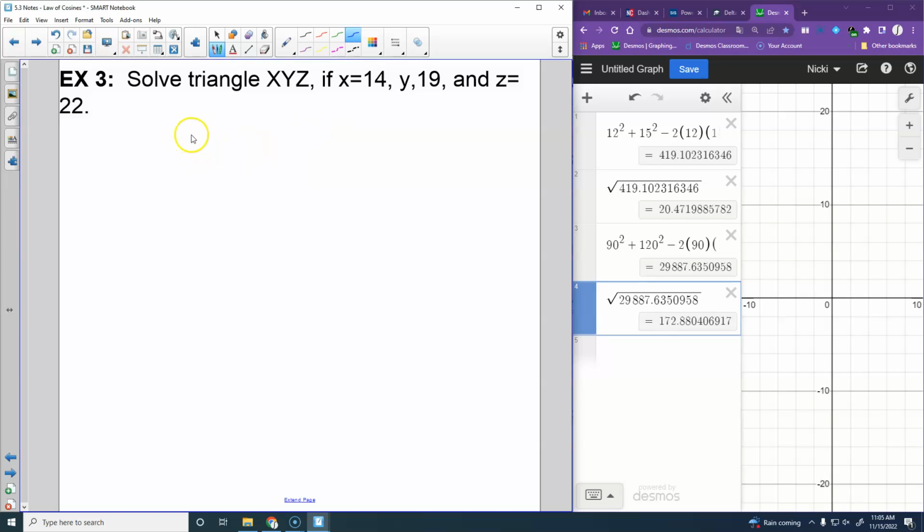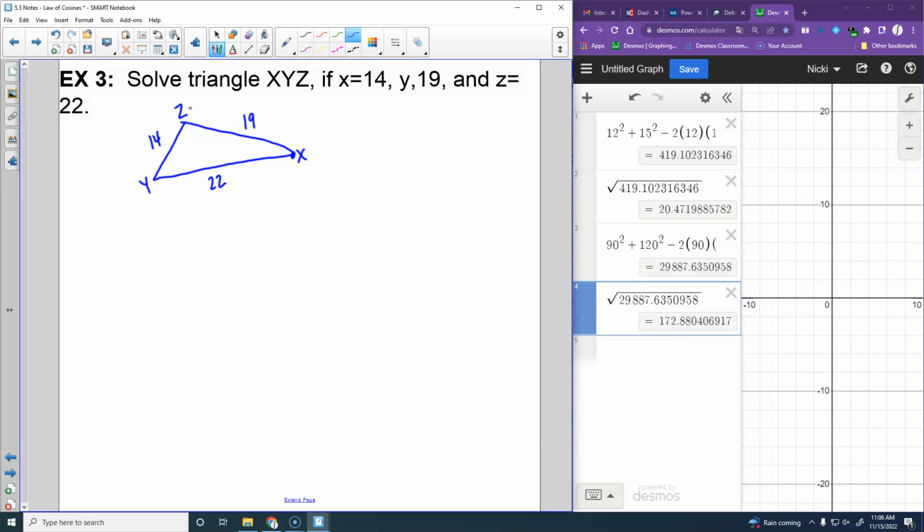So we've got x, y, z. So if I label this, the shortest side is 14. That's x. The next longest is, that should say y equals 19. That is a typo. And then z is 22 here. So if you get a problem like this, it may ask you for a specific angle or it may ask you to solve the triangle. This one has asked us to solve the triangle.